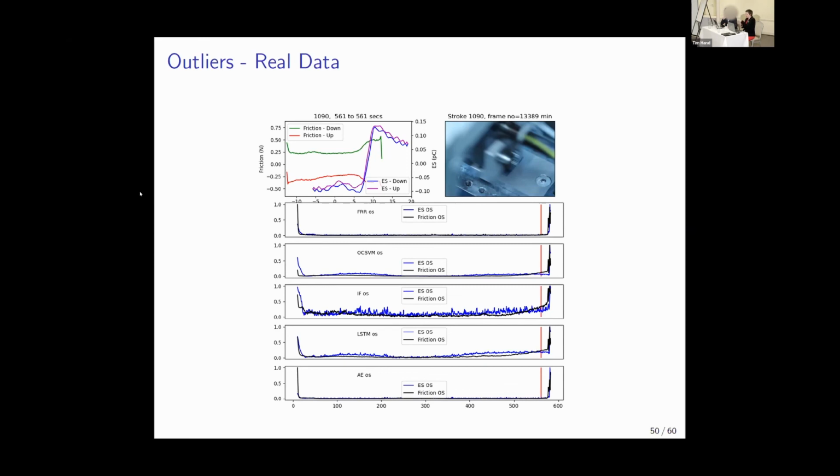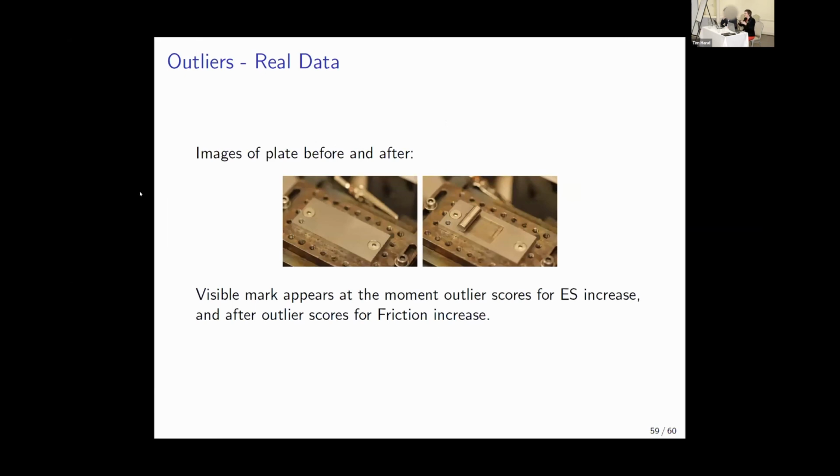You can see there's friction and there's electrostatic measurements there. And then everything started to go a bit wrong. You can see this hump appearing. Now we think that was the buildup of muck. So we're actually picking up something interesting, which if you just look at the numbers, you could not possibly see. This is the image of the plates before and after, because engineers love their pictures of bits of metal. The visible mark appears at the moment the outlier scores increase for electrostatics, and after outlier scores for friction increase.